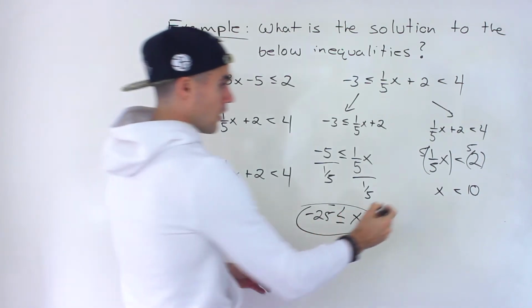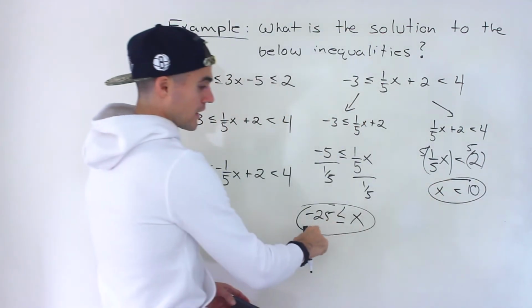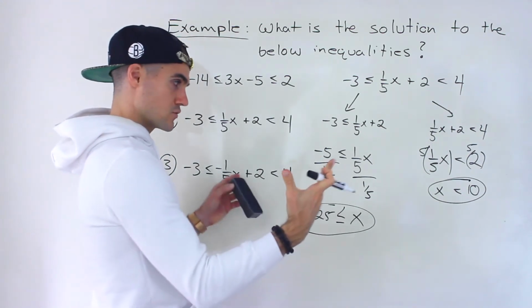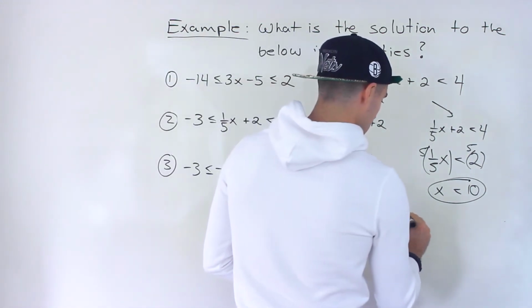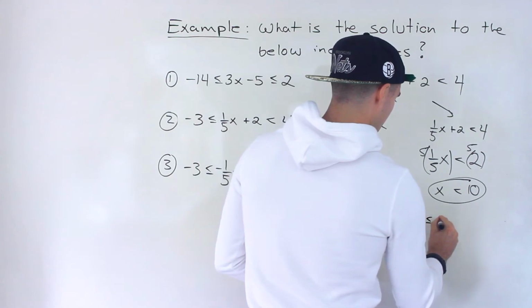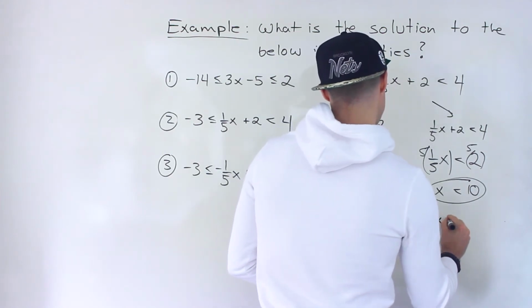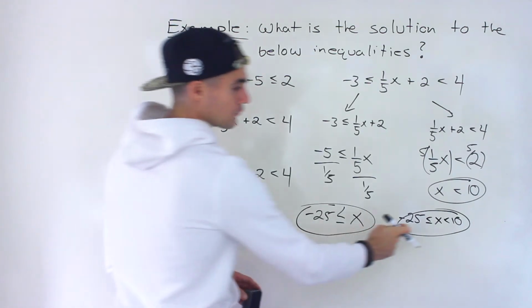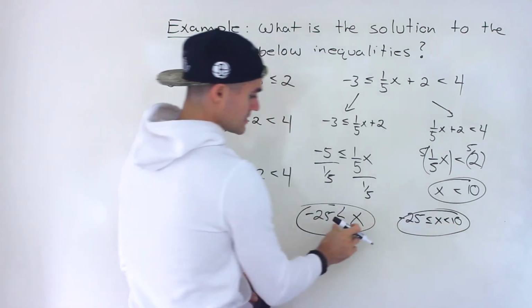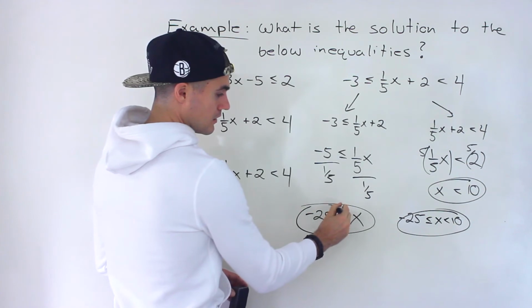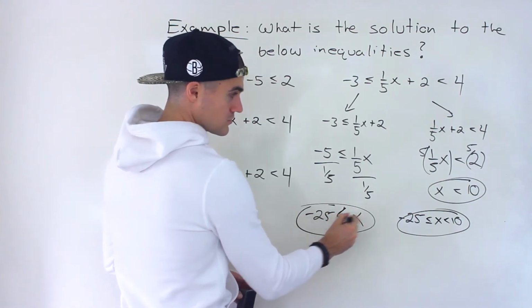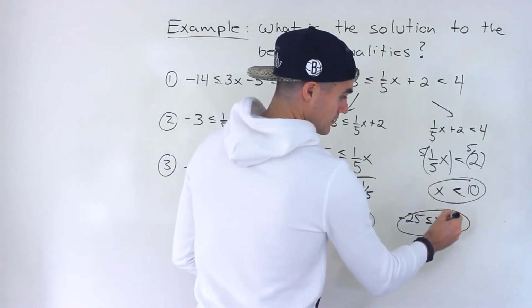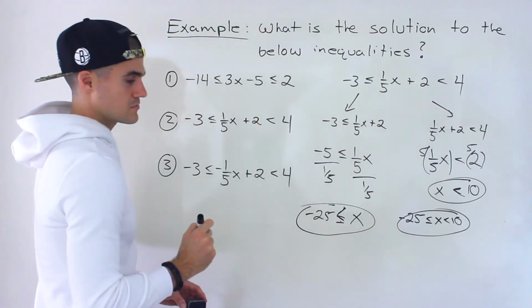Right? So now all the x values have to be less than 10, but greater than or equal to negative 25. So if we combine these, basically x is greater than or equal to negative 25, but less than 10. Right? And be careful with the inequality signs. This one was a greater than, x is greater than or equal to. This one was an x is less than. Right? So just be careful with that.